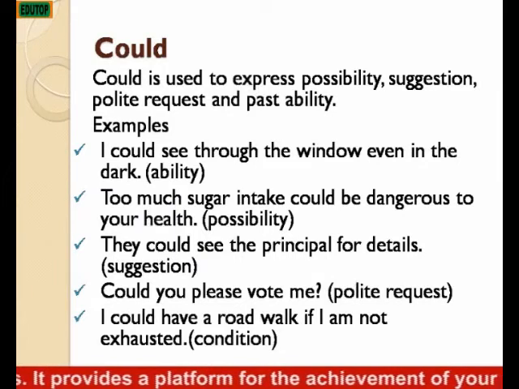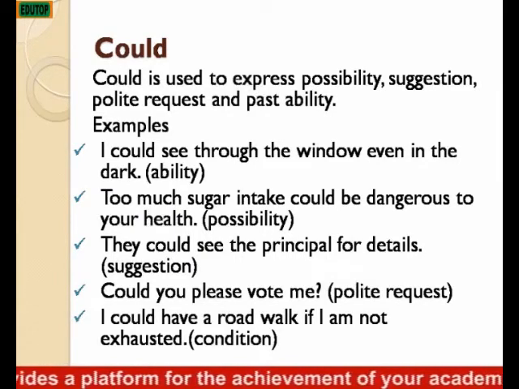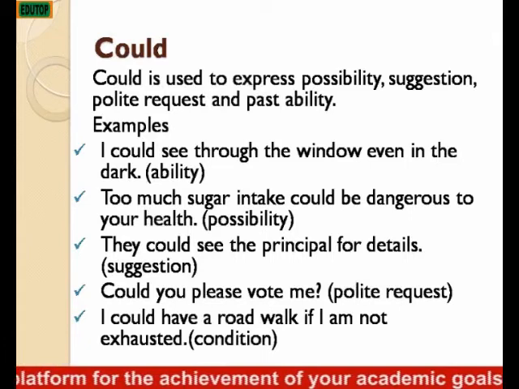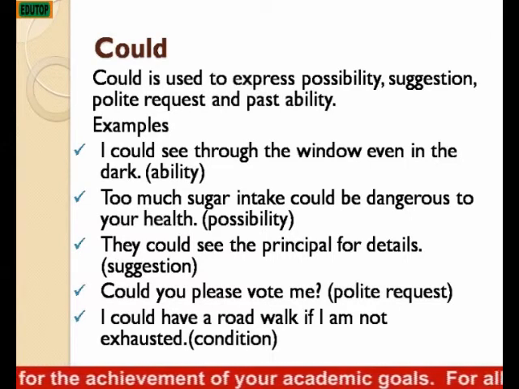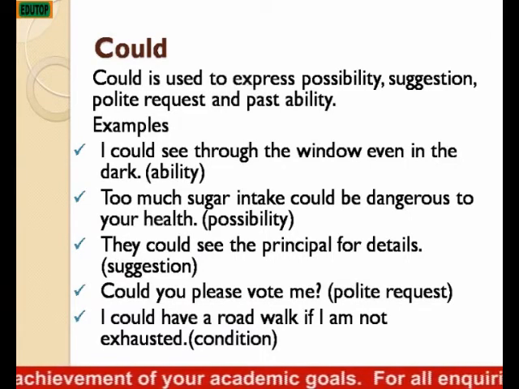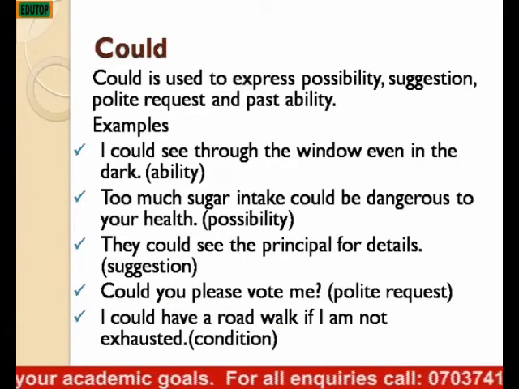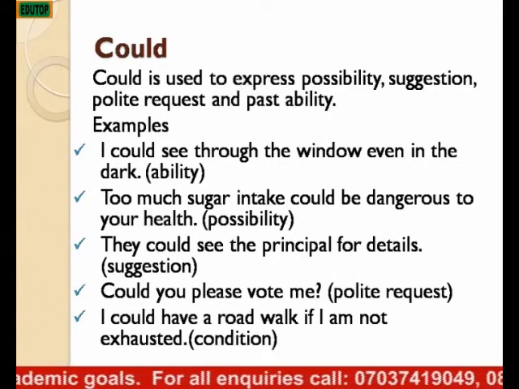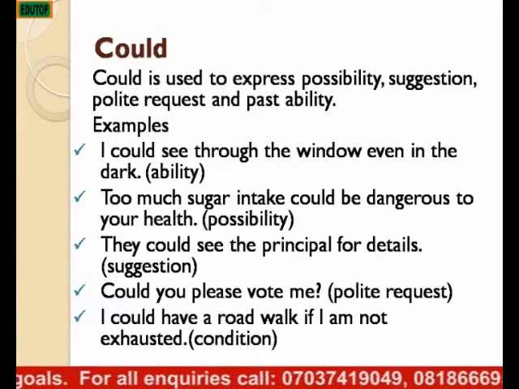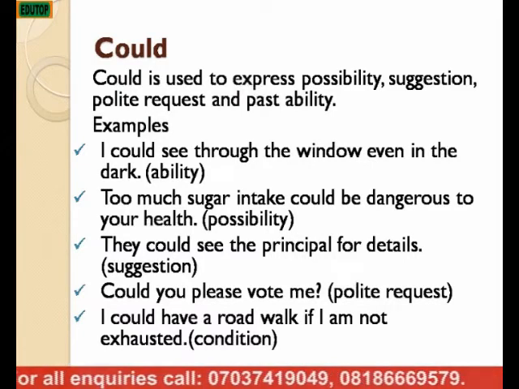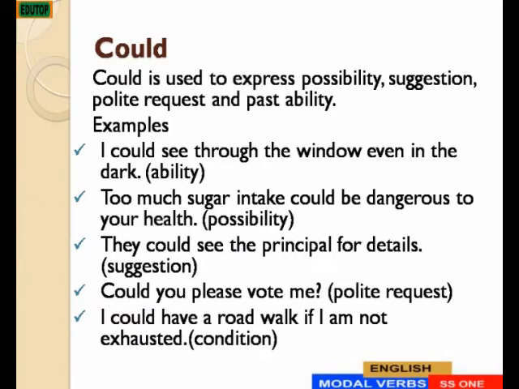Examples: I could see through the window even in the dark. This is expressing ability. Too much sugar intake could be dangerous to your health. This is possibility. They could see the principal for details. This is expressing suggestion. Could you please vote me? This is a polite request. I could have a road walk if I am not exhausted. This expresses condition because we have the word if, which is a conditional word.